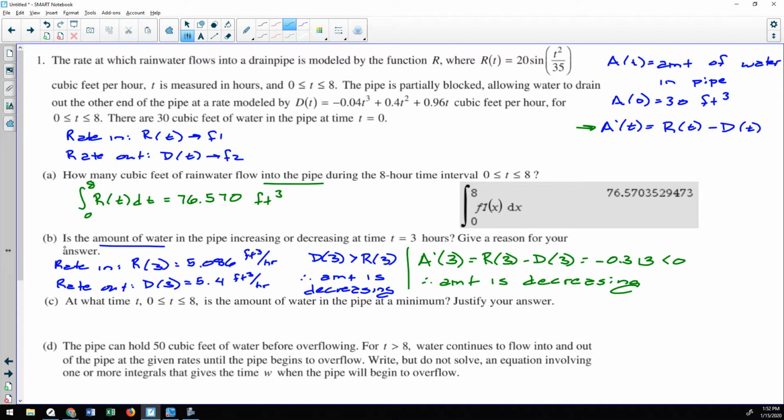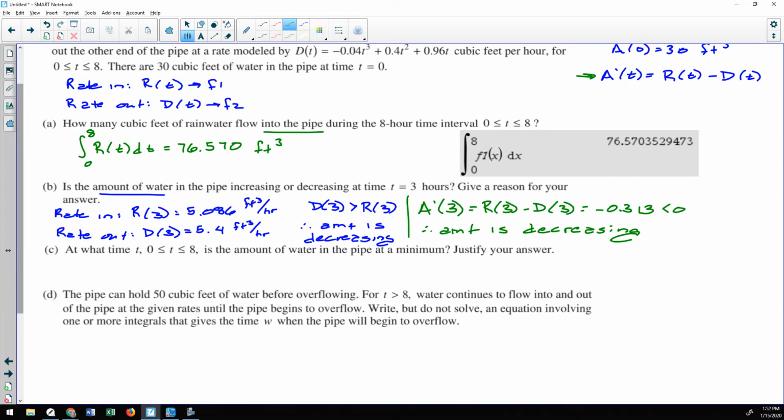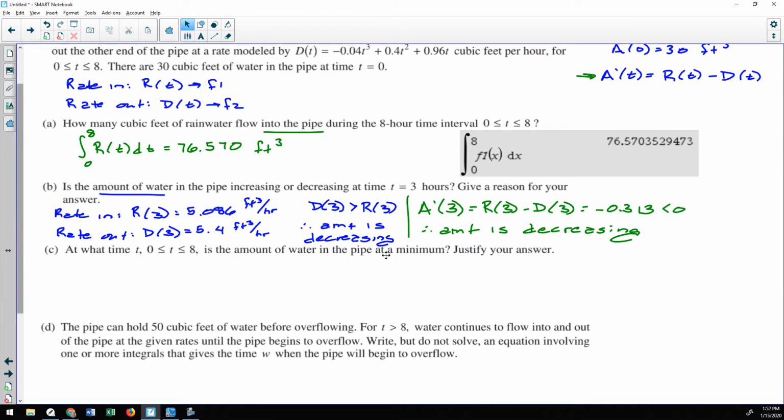For that reason, it's probably better to go with the way I worked in blue here, where you compare the rate in and rate out separately. Okay, then part C, a fairly predictable question where they ask for, in this case, the minimum, and it says at what time is the amount of water a minimum.